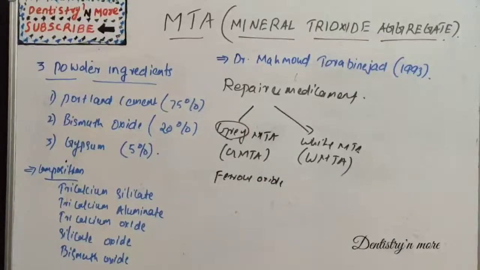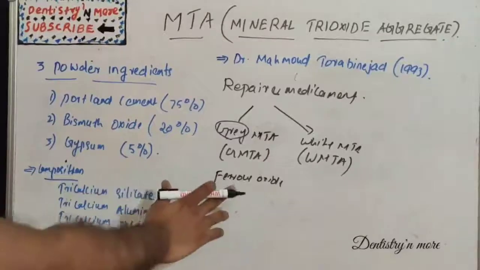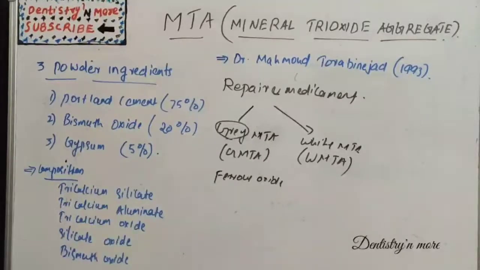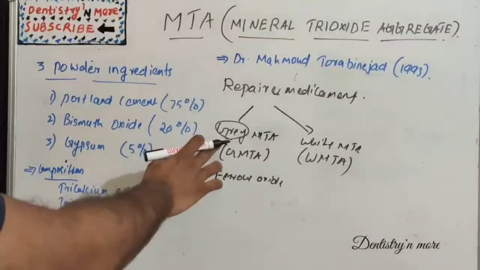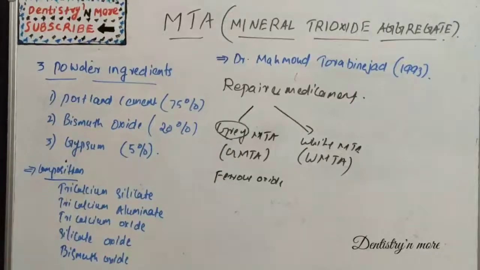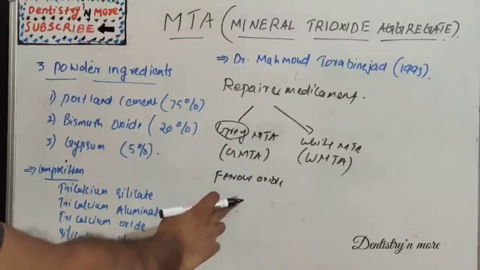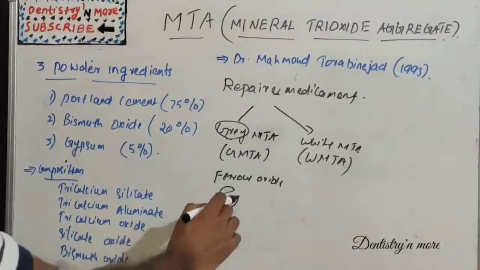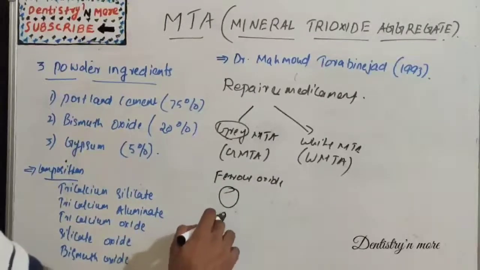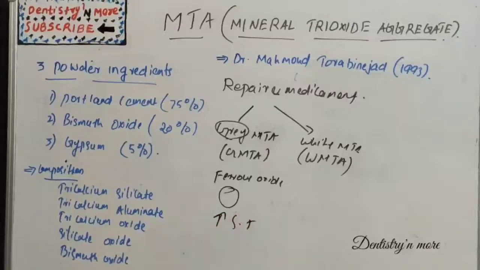It contains tetracalcium alumino ferrite, nothing but ferrous oxide, which is responsible for this gray discoloration. So it can cause discoloration of teeth, and therefore it is not commonly used in anterior teeth. It has larger particles and longer setting time, but good compressive strength.